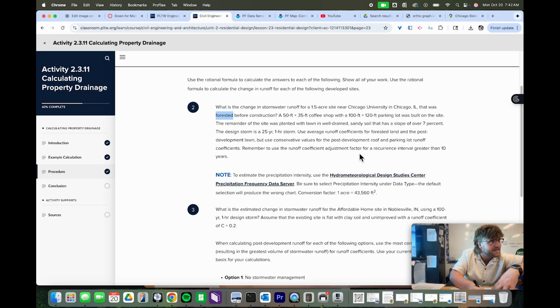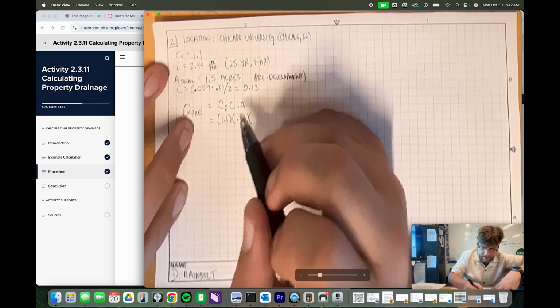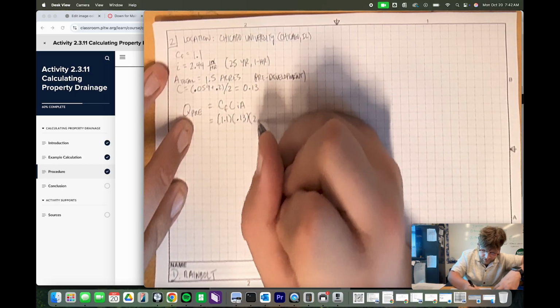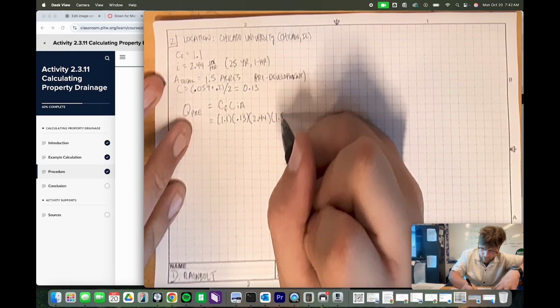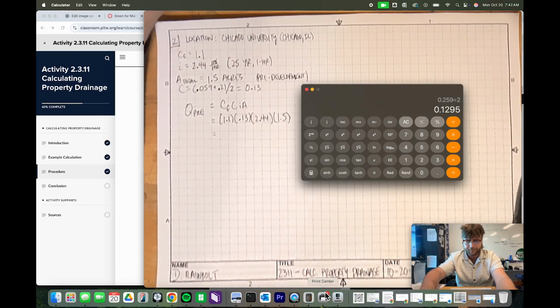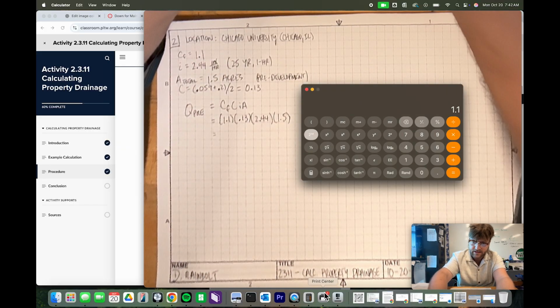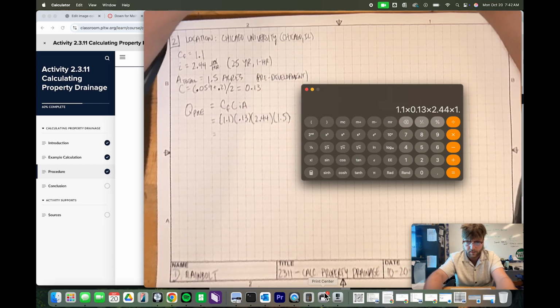And we'll just type in CFCIA here. And so we're going to have 1.1 times our C value, which is 0.13. We're going to then multiply that by, and I'm going to bring this desk view back up, our I value, right, which is 2.44 inches per hour. Then we're going to multiply that by A, which is our total acreage. And so now we can go ahead and get out our calculator here. 1.1 times 0.13 times 2.44 times 1.5.